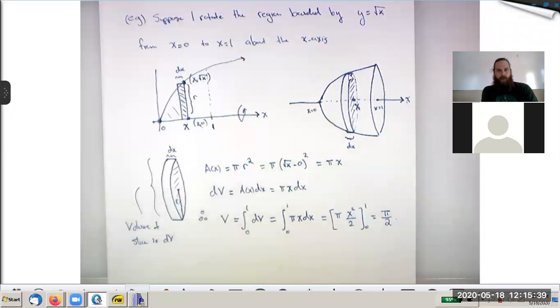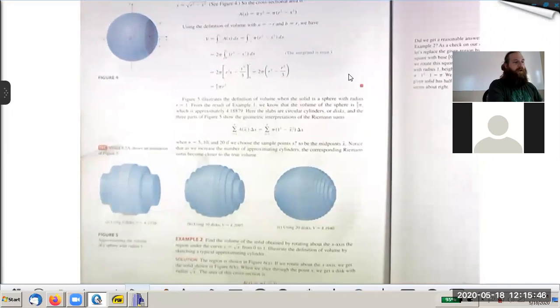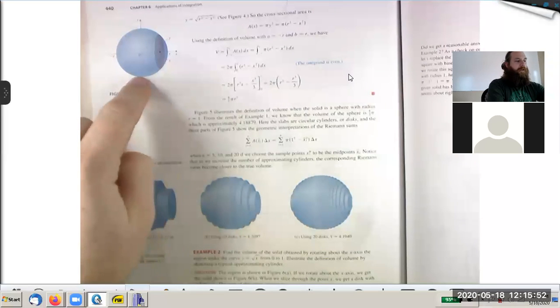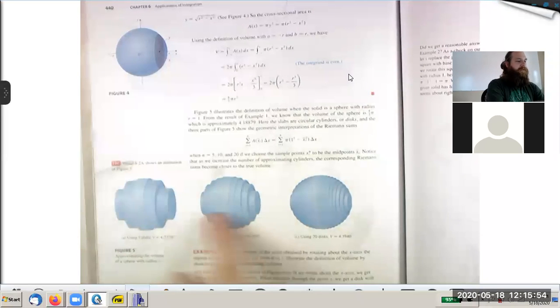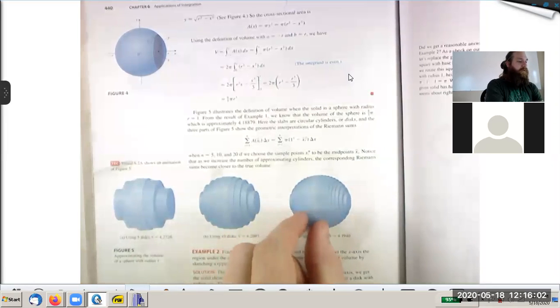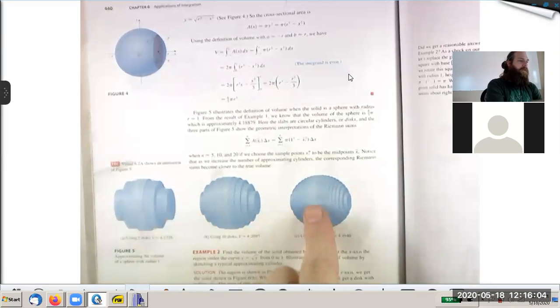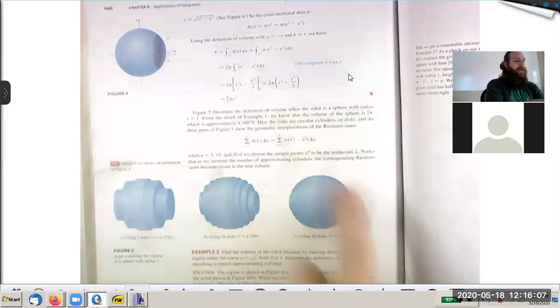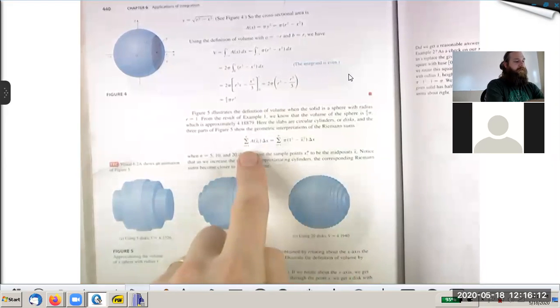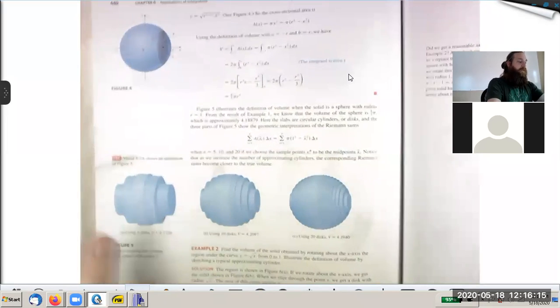Cool. Your book does have some nice pictures to help you see what the integration step is doing and relate it to the idea of a Riemann sum. So if I wanted to find the volume of a whole sphere like this, I can think of it as being a bunch of little slices stacked up like that. And as the number of slices goes to infinity, or the thickness of a given slice becomes smaller and smaller, you get a more and more accurate representation of that volume. And in the limit, as the number of slices goes to infinity, that becomes exact. And that's when this sum actually becomes an integral.